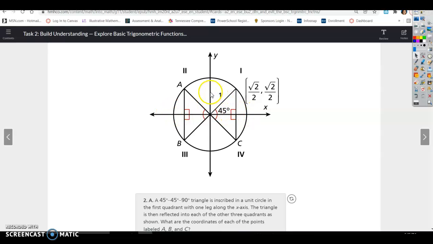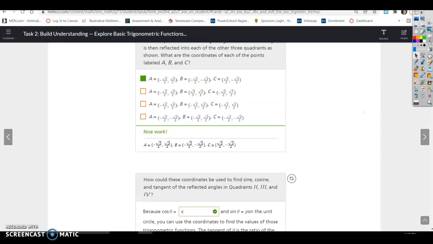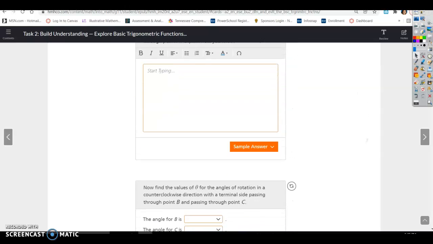But if you know that each quadrant is 90 degrees, and you know this is a 45, 45, 90, all you have to do is 90 plus 45.